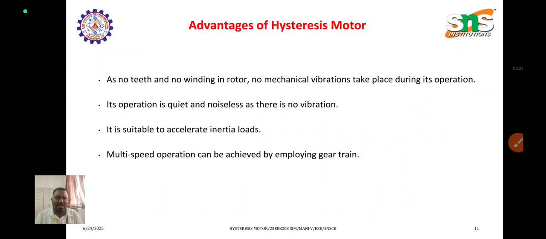So these are the advantages. As there are no teeth and no winding in the rotor, no mechanical vibration takes place under normal operating conditions. The operation is very quiet and noiseless, as there are no vibrations. It is suitable to accelerate inertial loads. Multi-speed operation can be achieved by employing various gear shifts.